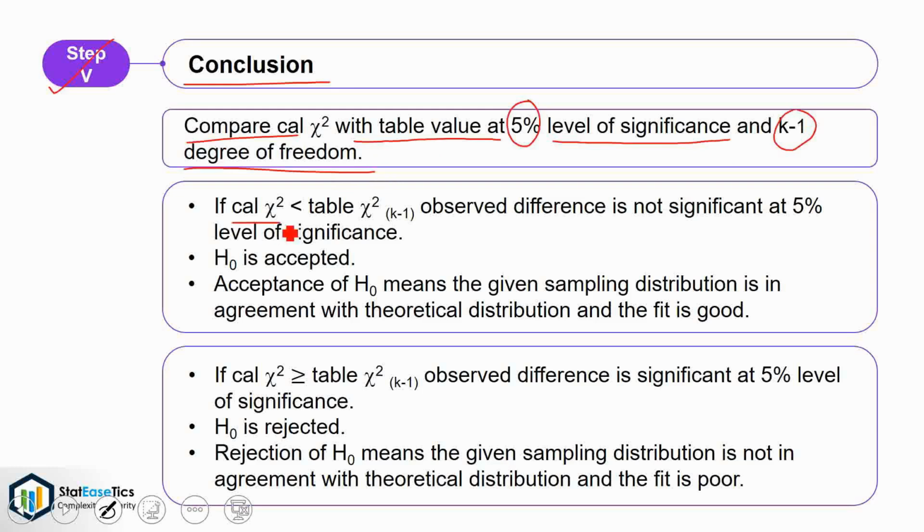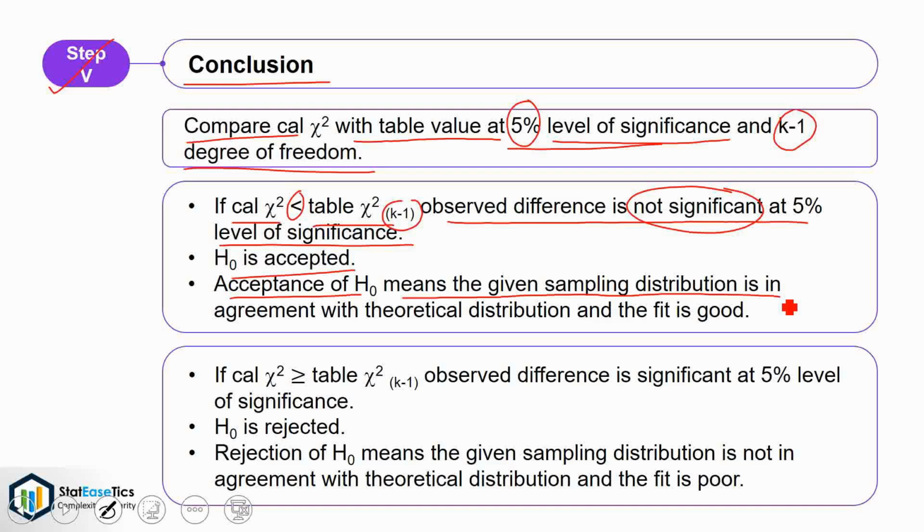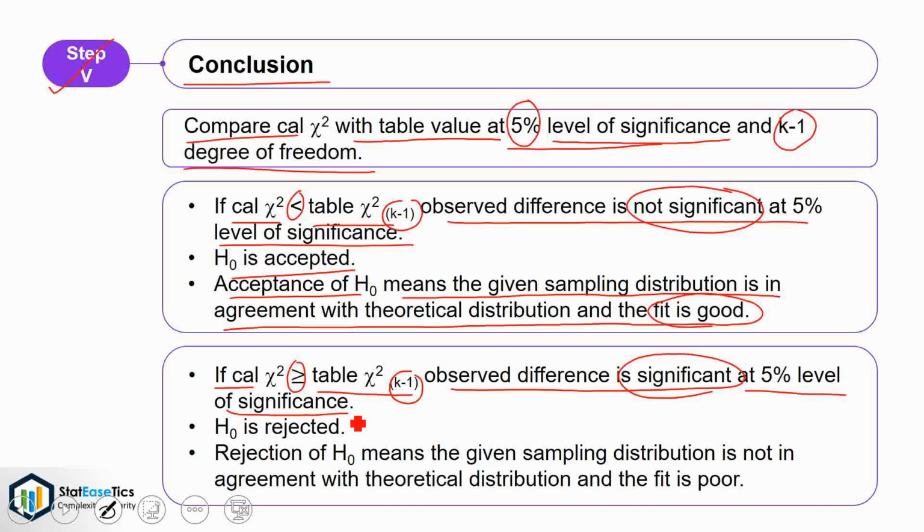If calculated chi-square is less than table chi-square at 5% level of significance and k-1 degrees of freedom, then observed difference is not significant at 5% level of significance and H0 is accepted. Acceptance of H0 means the given sampling distribution is in agreement with theoretical distribution and the fit is good. Whereas if calculated chi-square is greater than table chi-square with k-1 degrees of freedom, then observed difference is significant at 5% level of significance and H0 is rejected. Rejection of H0 means the given sampling distribution is not in agreement with theoretical distribution and the fit is poor.